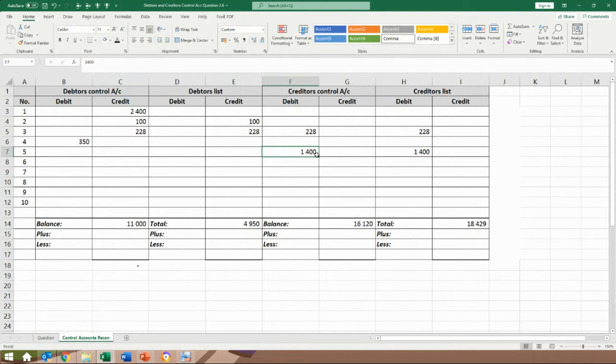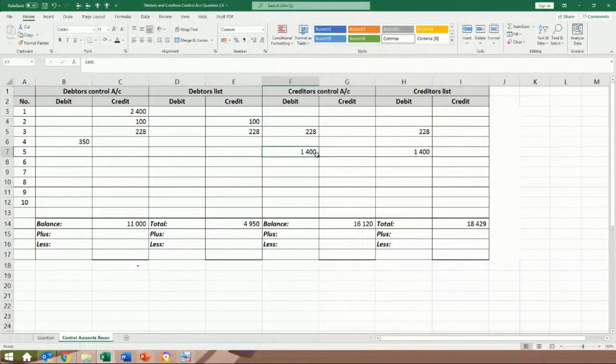Then if we move on to point number 6, a debtor's individual balance of 2,000 Rand was transferred to the account in the creditor's ledger. The entry was correctly made in the subsidiary journals and ledgers, but in the general ledger, the debtor's control account was debited while the creditor's control was credited. Okay, so what they're saying is we transferred a balance from the one account to another account.